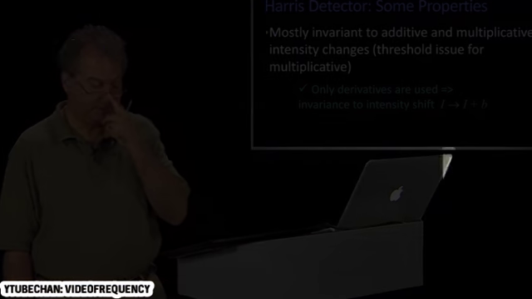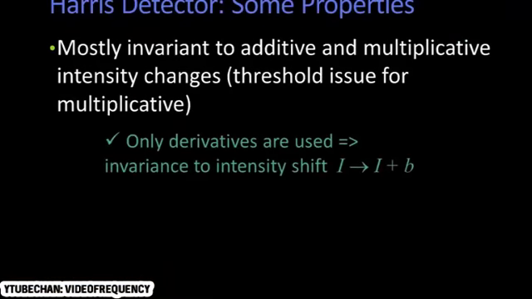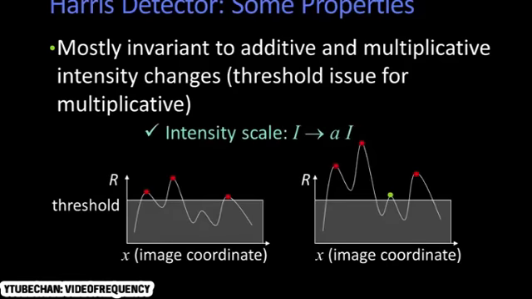I just add a value. What if I multiply everything? Well, when you multiply an image, you multiply the gradients, right? Well, when you multiply the gradients, you multiply the R value. And that's what's shown here. Here we have an R function with certain peaks that were above a threshold, and if you were to scale the image by a scalar, you would just grow those peaks, all right?